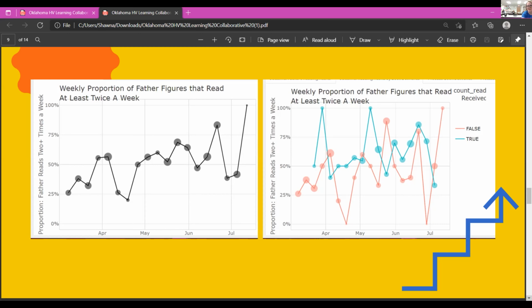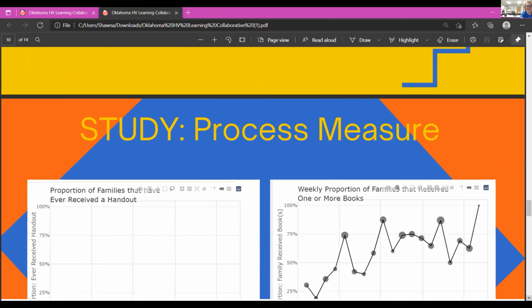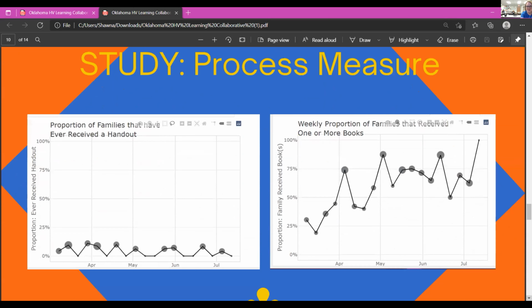Perfect. Well said, Andrew. Thank you. And then our process measure, this was kind of jumpy too. So not a lot of the handouts were given out originally, so there's not a lot of data with that. And then on the right side, it's just showing if they've gotten books again. Andrew, you could probably explain that better.